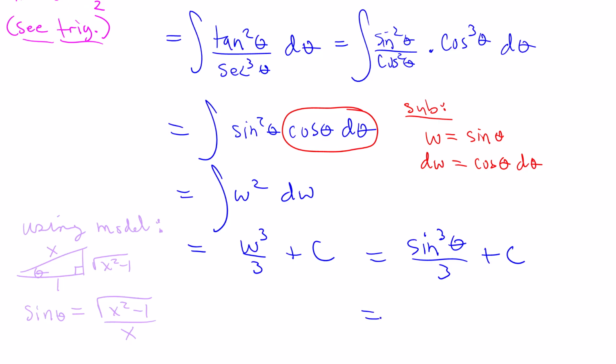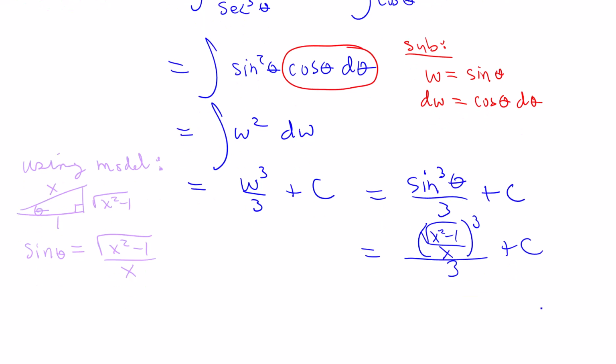So let's do that, and our final result will say that we have in our numerator, instead of sine cubed x, it's really the square root of x squared minus 1 over x. That's replacing sine theta, but that's cubed, and then that's all over 3 plus c. And then that's maybe not quite the simplest way to leave it, so we could go a little bit further. Maybe I'll just leave it this way.